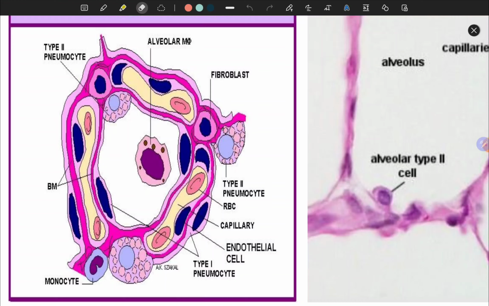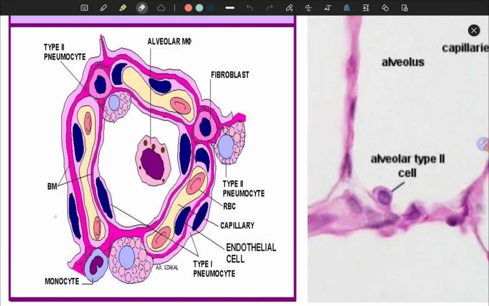Well, this large cell, which protrudes into the lumen of the sac, or the cavity of the sac, is the type 2 pneumocyte, sometimes called the great alveolar cell. They are the same. The great alveolar cell and type 2 pneumocyte are the same, while type 1 pneumocytes are the thin attenuated cells. Okay, so this is one sac, and this is another sac here, another cavity.